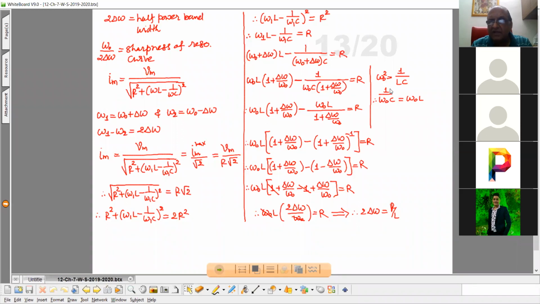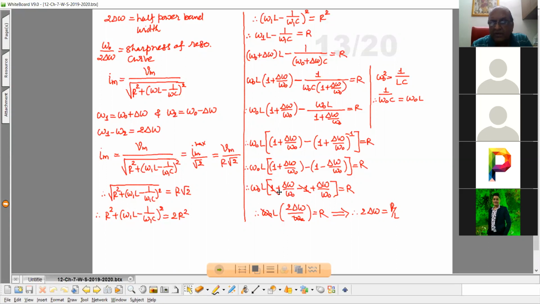But see here, we have 1 upon omega 0 C, that is omega 0 L. So omega 0 L into 1 plus delta omega upon omega 0, and this 1 by omega 0 C portion is replaced by omega 0 L. This part as it is, 1 plus delta omega by omega 0, and that is equal to R. Now from these two terms on the left hand side we can take omega 0 L common. So first bracket 1 plus delta omega by omega 0 minus this denominator that we write in numerator with power minus 1. Then as per binomial theorem, we can rewrite this second term, take minus 1 in multiplication. So 1 minus delta omega by omega 0, and that is equal to R.